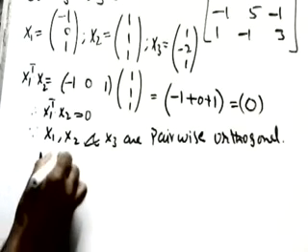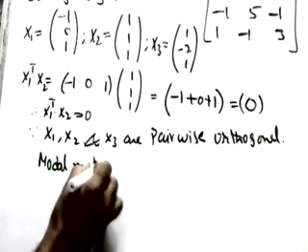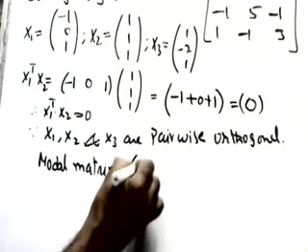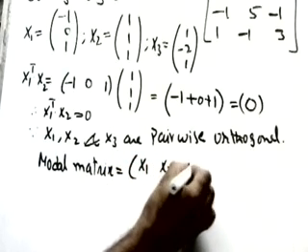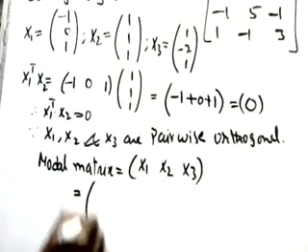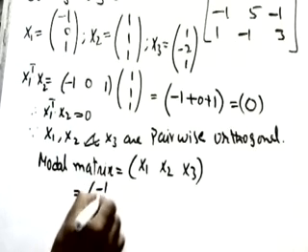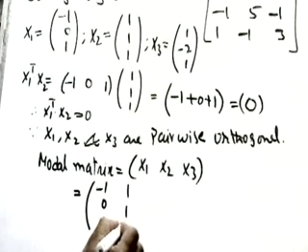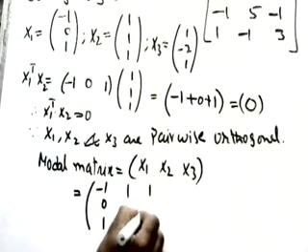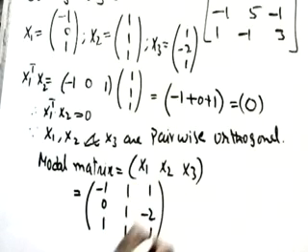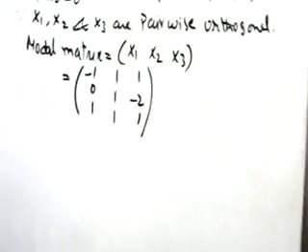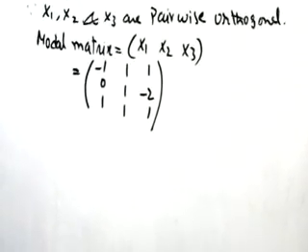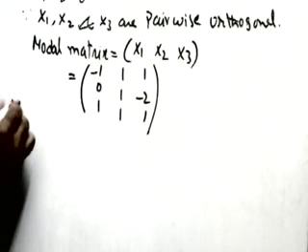What is the next step? We have to write the model matrix. The model matrix formula is x1, x2, x3. So what are x1, x2, x3? X1 is minus 1, 0, 1. X2 is 1, 1, 1. X3 is 1, minus 2, 1. Now for the normalized model matrix, the next step is the normalized model matrix. We have already discussed it in the starting of the class.